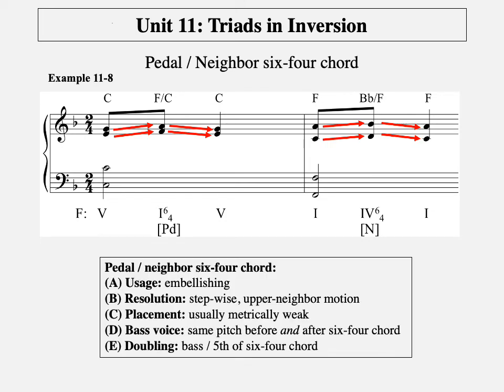So to summarize, pedal or neighbor 6/4 chords embellish root position chords. There are two upper voices that move up by step and then back down by step to their original notes, like upper neighbor tones. The bass voice stays the same throughout, like a pedal tone. It can be repeated or held out. And doubling is double the fifth of the chord, which is in the bass. Let's listen to example 11-8 one more time.